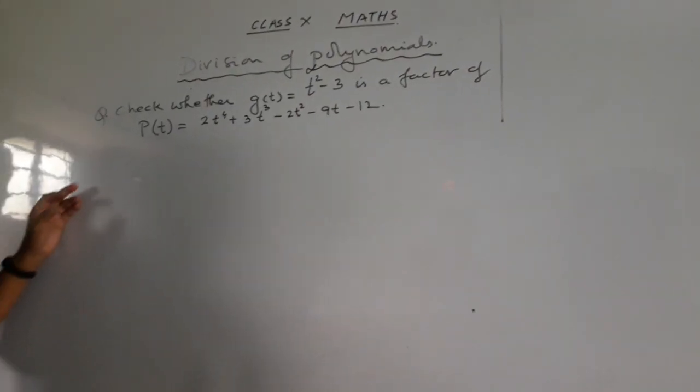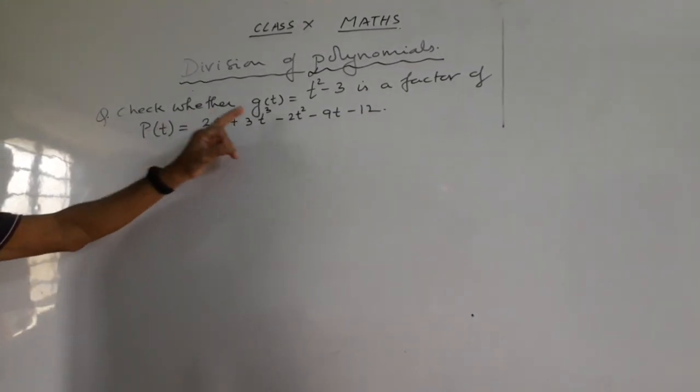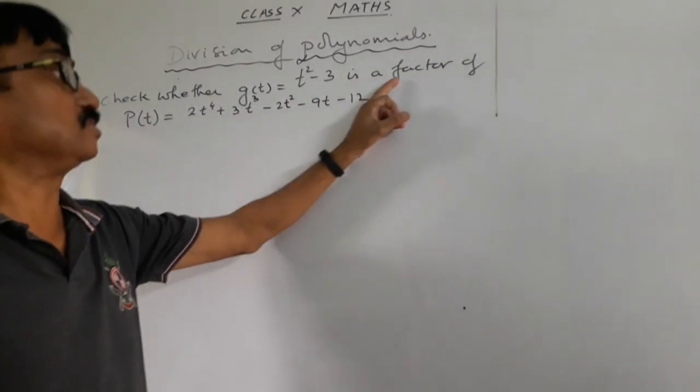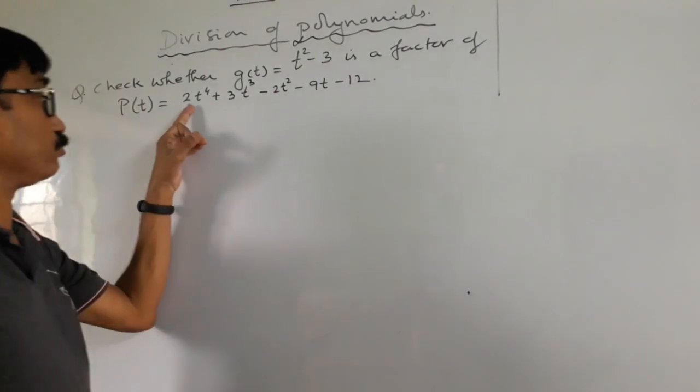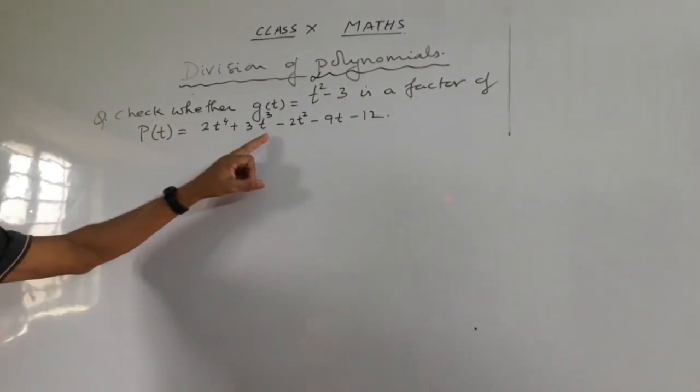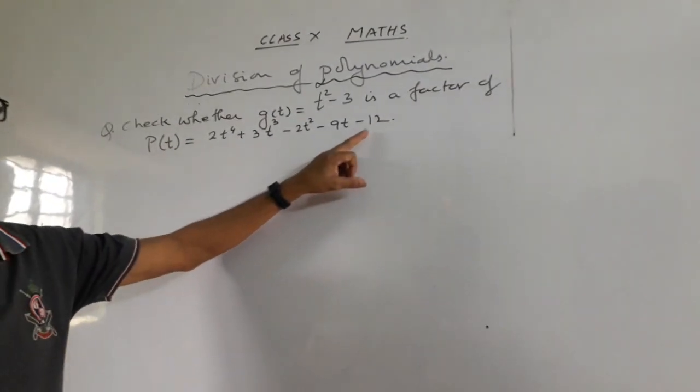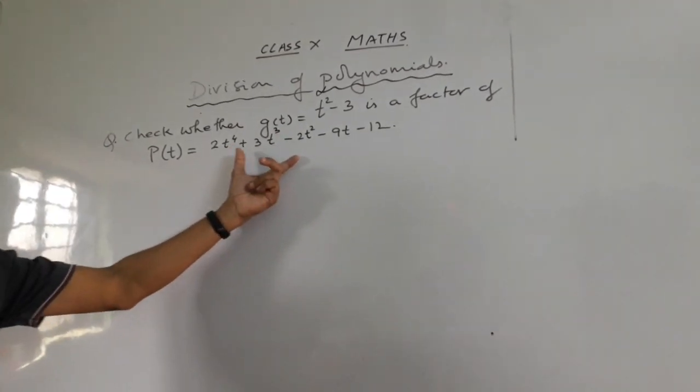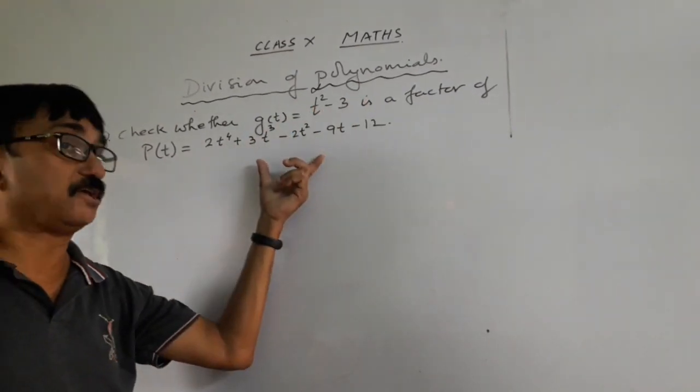Now the next question: check whether the divisor t square minus 3 is a factor of the dividend 2t to power 4 plus 3t cube minus 2t square minus 9t minus 12. Both the given dividend and divisor are already in the standard form.